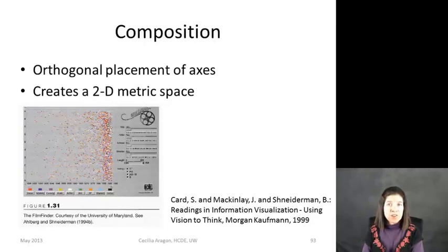Composition refers to an orthogonal placement of axes. You create a 2D metric space, and you can line the data up along the x and y axes in multiple different ways.